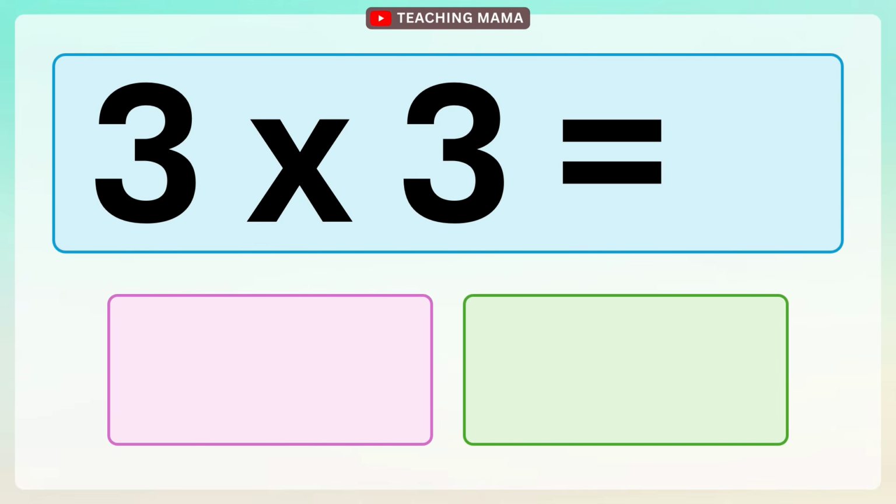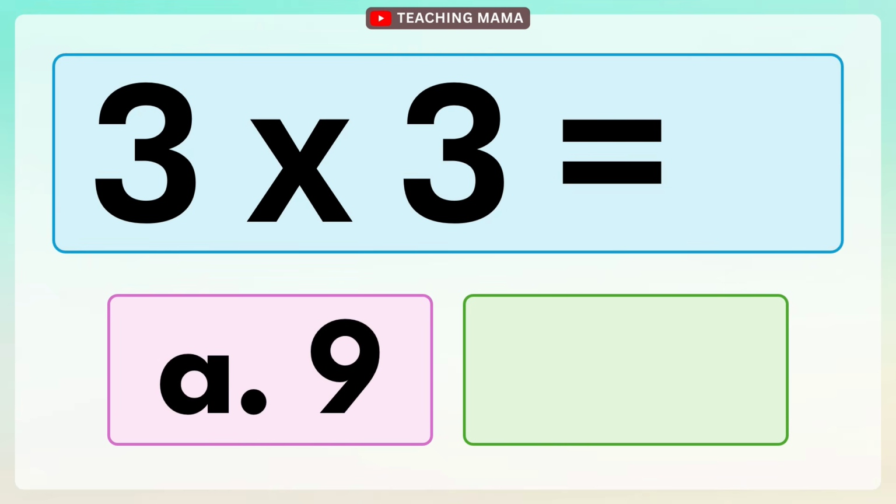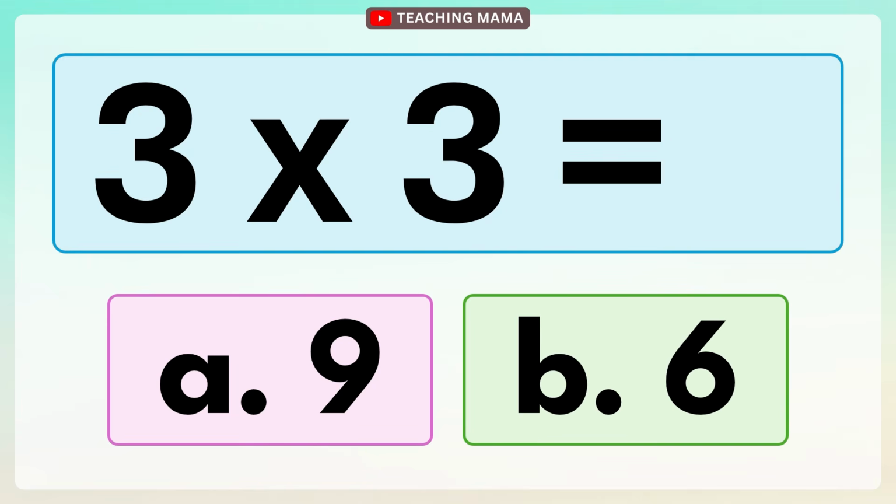3 times 3 equals A. 9, B. 6. What is the answer? A. 9.